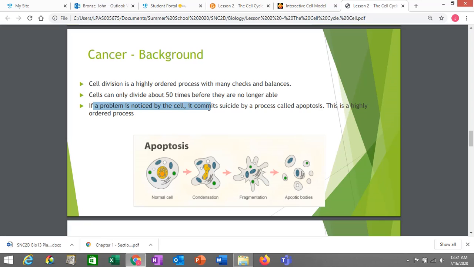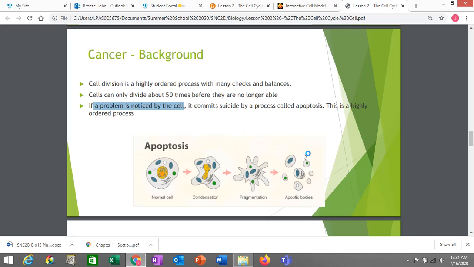If a cell notices there's something going wrong with its cell division process and it can't fix the problem, then the cell will generally kill itself. It'll commit suicide by a process called apoptosis, which is also a highly ordered process. So the cell doesn't just shred itself and die. It carefully wraps up its different components and has a really organized cell death. And that's important because some of the components of that cell can be quite harmful if they're allowed to leak out into the environment.